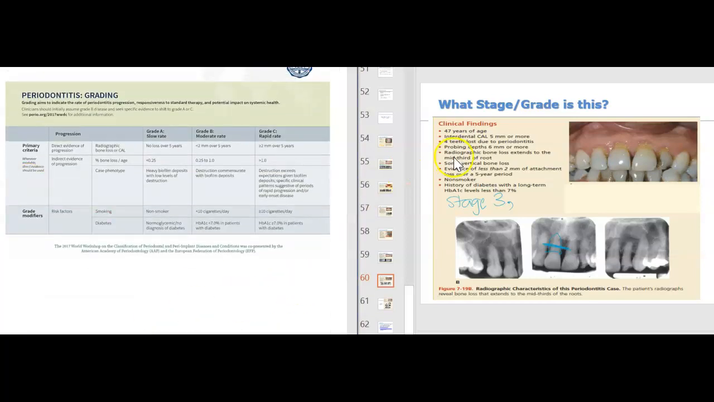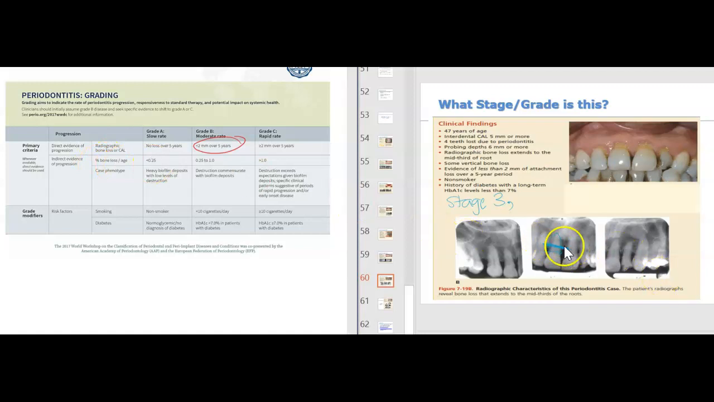Okay, so when we're looking at the grade, the first thing we want to look at is his radiographic bone loss. Did he lose bone over the 5-year period? And he did lose bone, but it was less than 2 millimeters. So less than 2 millimeters falls under this category. What is the percentage of bone loss over age?